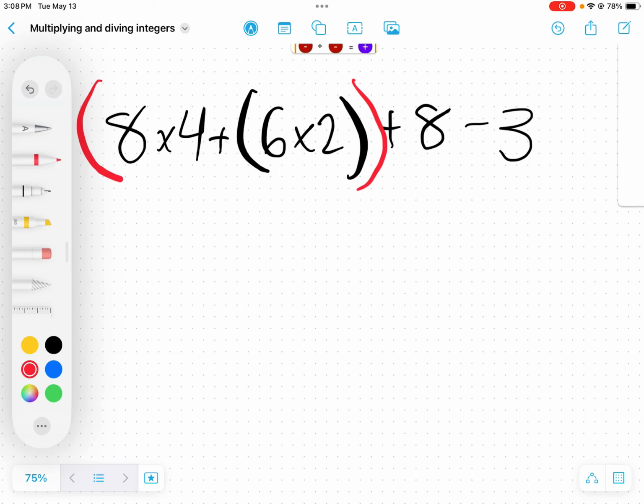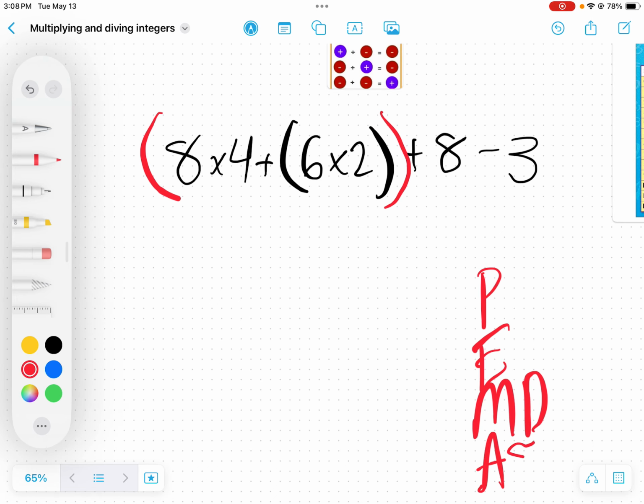Alrighty, so we're going to go ahead and talk about order of operations today, and we're going to be introducing the P in order of operations. And the P stands for parentheses. So parentheses are important because they tell us what comes first.